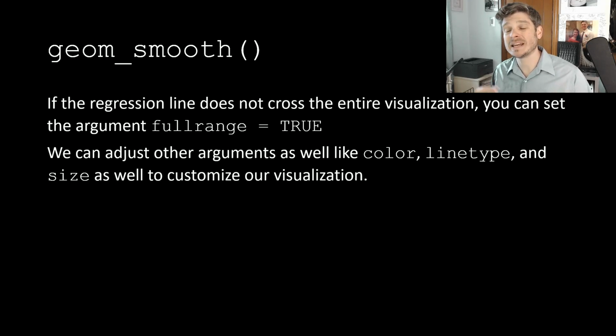So sometimes, if your scatter plot does not necessarily take up the entire plot screen, it's not going to draw a regression line for points that don't really exist, but you can still extend it by setting the argument full range equals true. And then you can customize it in a bunch of other ways with color and line type and size. Because you can basically customize almost any aspect of any visualization in the R programming language.